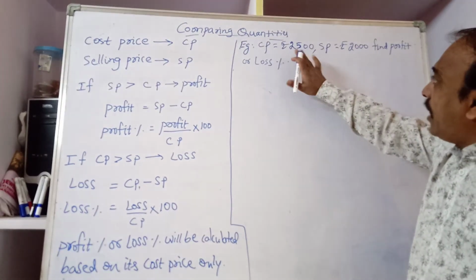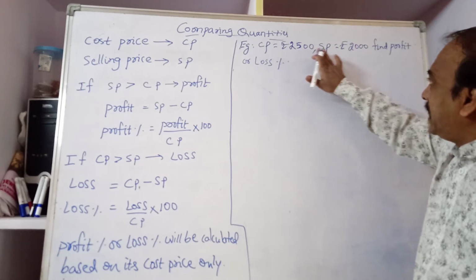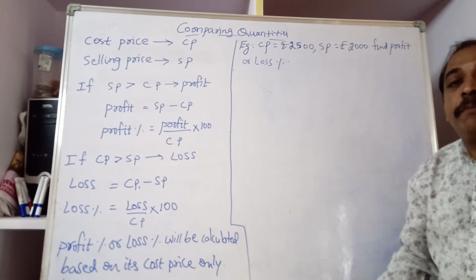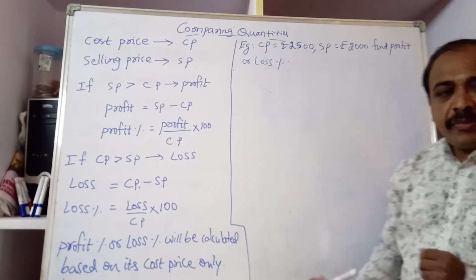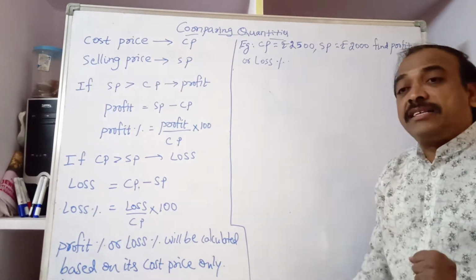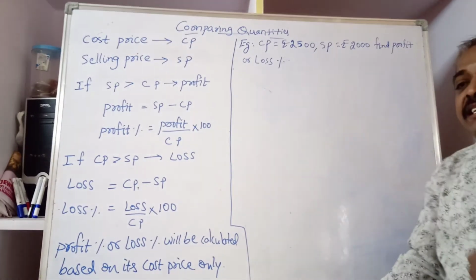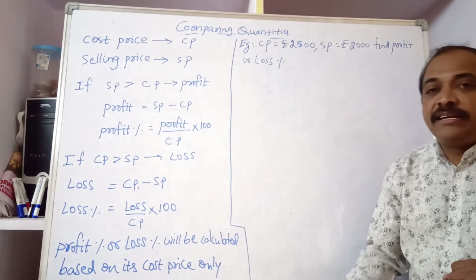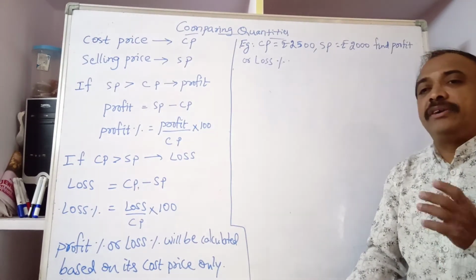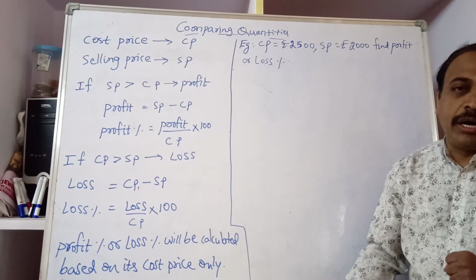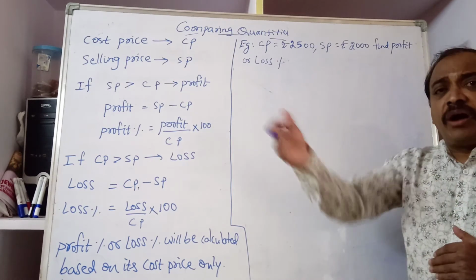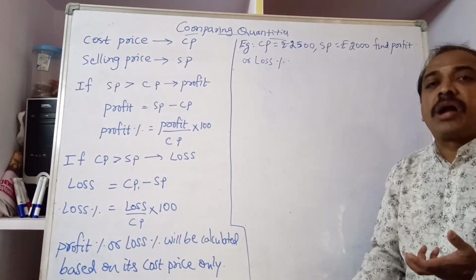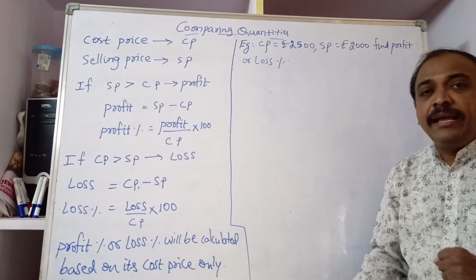So, here when we have cost price equals rupees 2500, selling price is rupees 2000, then we need to say whether he gets profit or loss. Which is greater? Yes, cost price is greater. When cost price is greater than the selling price, tell me whether he gets profit or loss. Definitely, it is loss. Why? He is spending more to purchase that particular article, and he is selling at the low price.